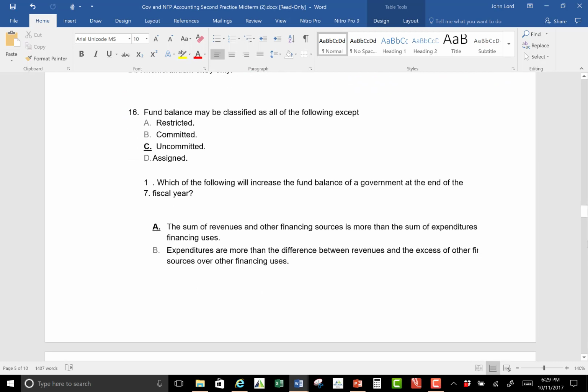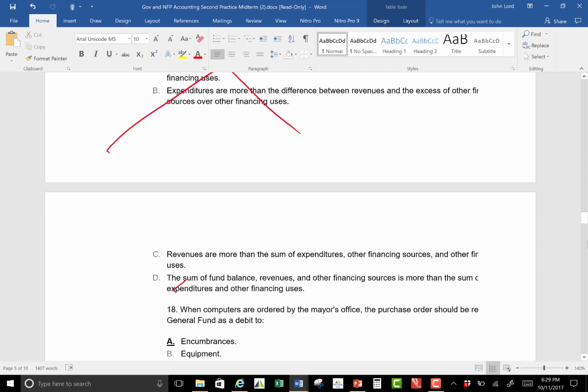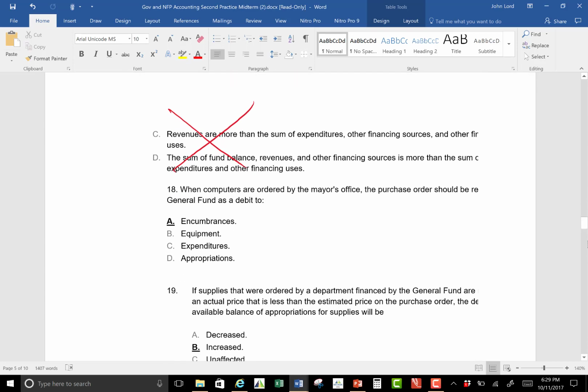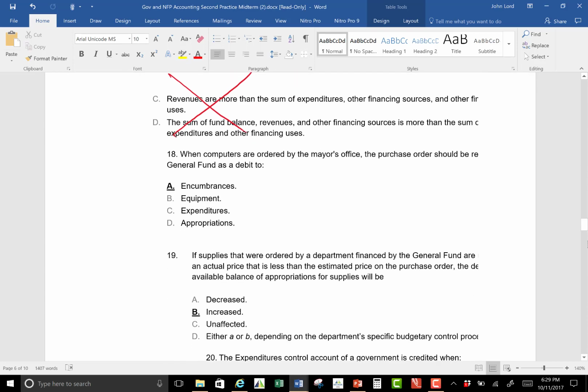Number 17. Which of the following will increase the fund balance of a government at the end of the fiscal year? Forget this question. I hate this question. I don't know why I ever thought it was a good question. Just forget about it. I don't want to even try to explain it.